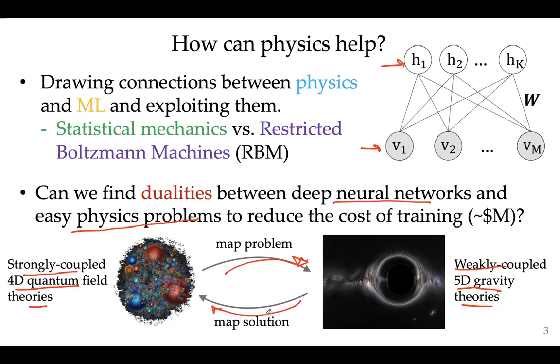So the question that I ask here is, can we find such dualities between neural networks and easy physics problems that we can solve?